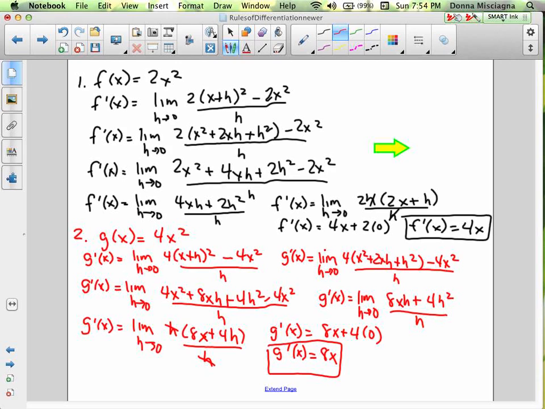Right? So just to point out something, on the first one, the function was 2x squared, the derivative was 4x. In the second example, the function was 4x squared, the derivative was 8x.